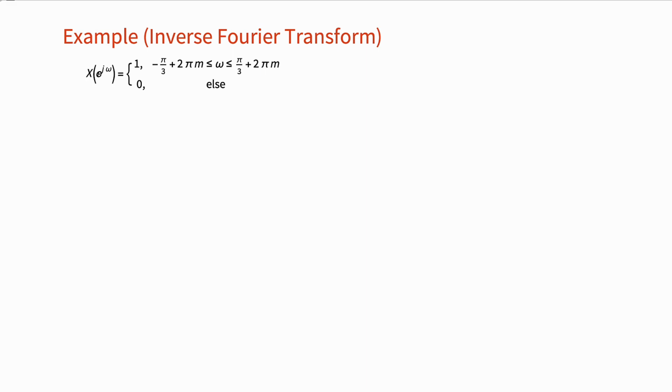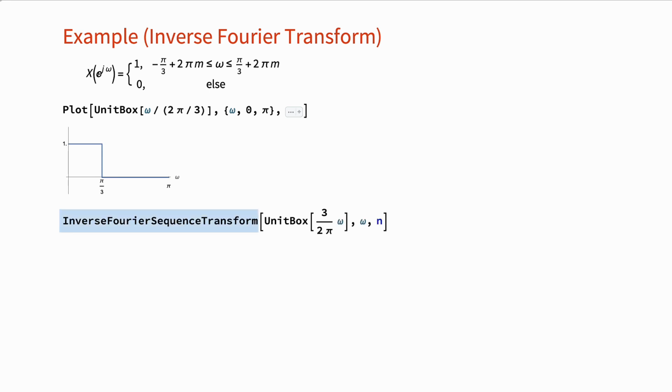Let's look at another example. Given the Fourier transform shown here, where m is an integer, let's find x of n, taking the inverse Fourier transform. Let's plot the magnitude spectrum over the fundamental half interval, omega between 0 and pi, to see how it changes over frequency first. And then using the function InverseFourierSequenceTransform in the Wolfram language, we can find the sequence x of n. If we plot x of n, we have a sinc function as shown here.